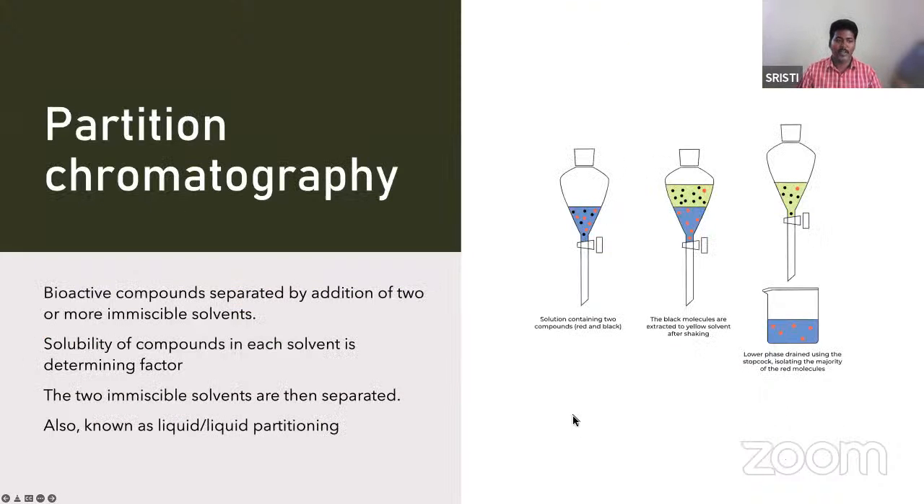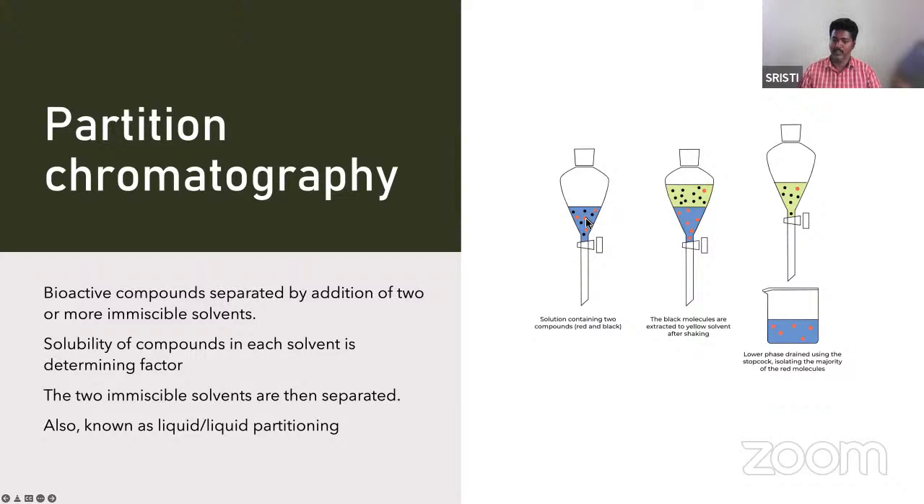The next one is partition chromatography. So in partition chromatography, bioactive compounds are separated by addition of 2 or more immiscible solvents. The solubility of the compounds in a particular solvent is the major determining factor for choosing that solvent. And again, 2 immiscible solvents are used here to separate the compounds, and this is also known as liquid-liquid partitioning or solvent-solvent partitioning system.